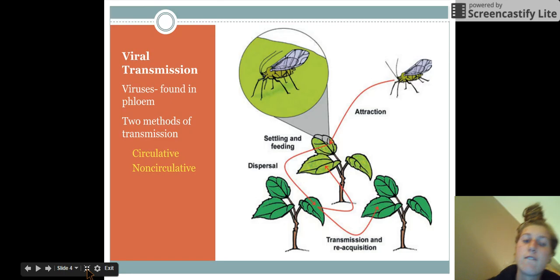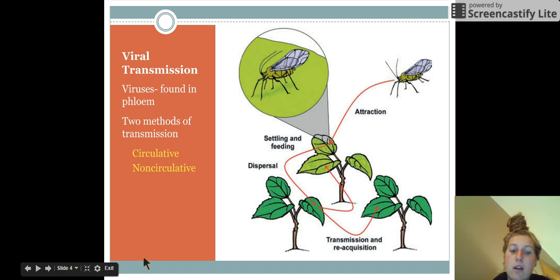And so viral transmission with insect vectors is only, or primarily, with phloem feeding insects. I've only heard of it with phloem feeding insects. And so viruses are found in the phloem, or the other vascular tissue. And the two methods of transmission are circulative and non-circulative.